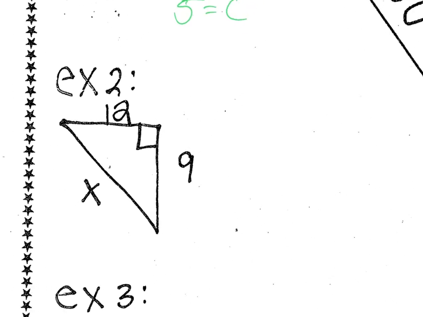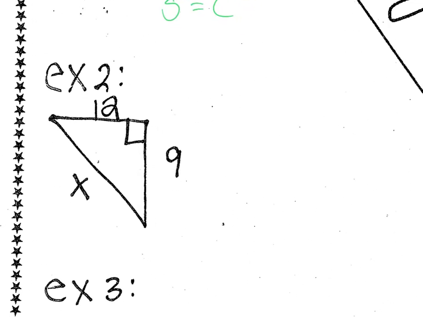Example 2. This looks the same, as in I've got both of these legs right here. The only thing is that it was turned another way. It was rotated a different way, but it's still the same concept. So what I'm going to do is look for c, looking for that hypotenuse. I'm going to take 12 squared plus 9 squared and set that equal to c squared.